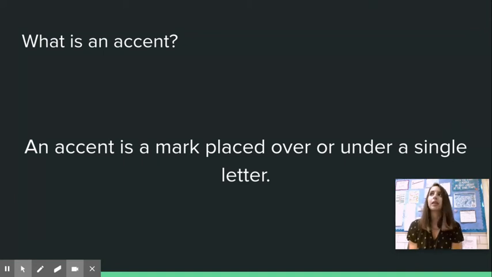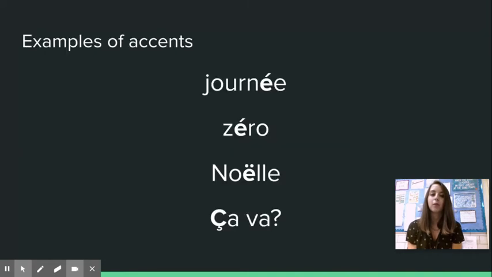Some of our greetings that we learned have accent marks in them, and some of the months of the year do as well. Here are a couple examples. I bolded the letters that have accents. So we have journée, which means day. This E has an accent aigu. Zéro, which means zero. This E has an accent aigu.